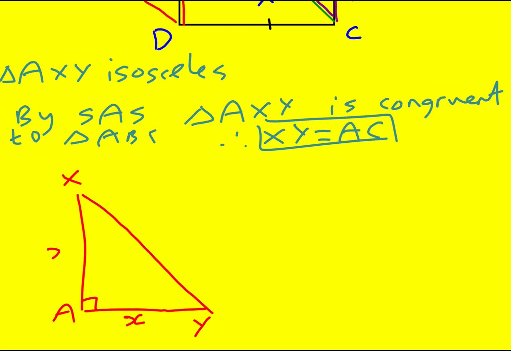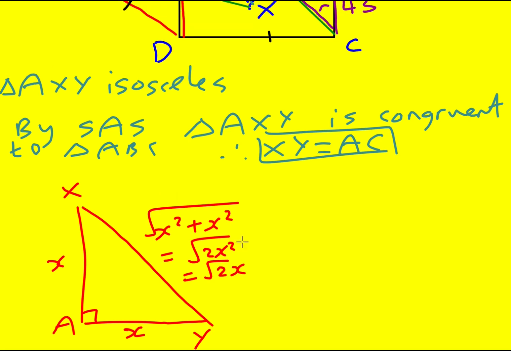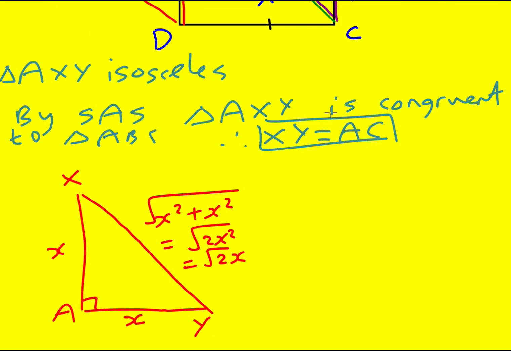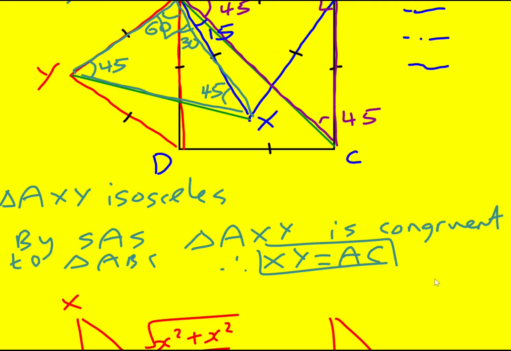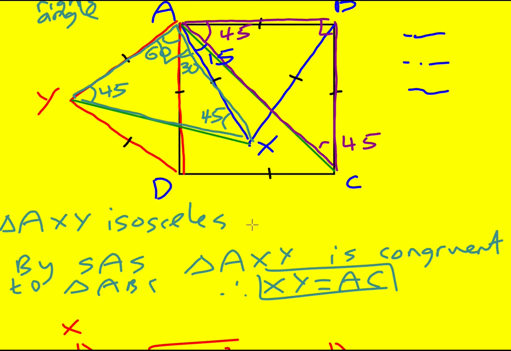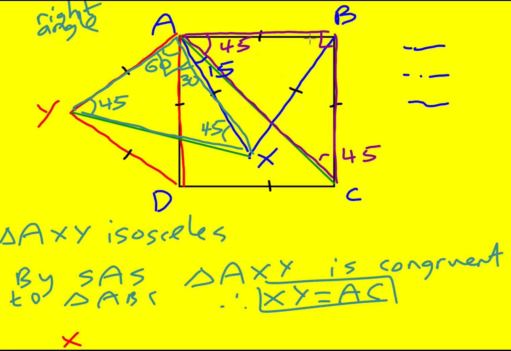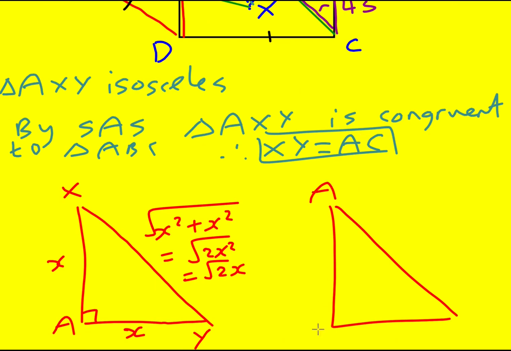So because this is X and this is X, then I can do X squared plus X squared, square rooted, which is the square root of 2x squared, which is root 2x. So using Pythag here, and I can do the same for this one. To be fair, congruency is better, but if you don't know your congruency rules, then I feel like this way is also good. So I've got A, B, C. And this is also root 2x.